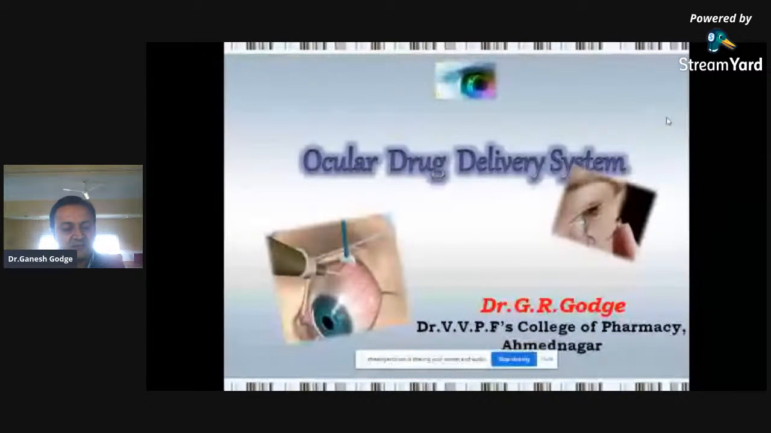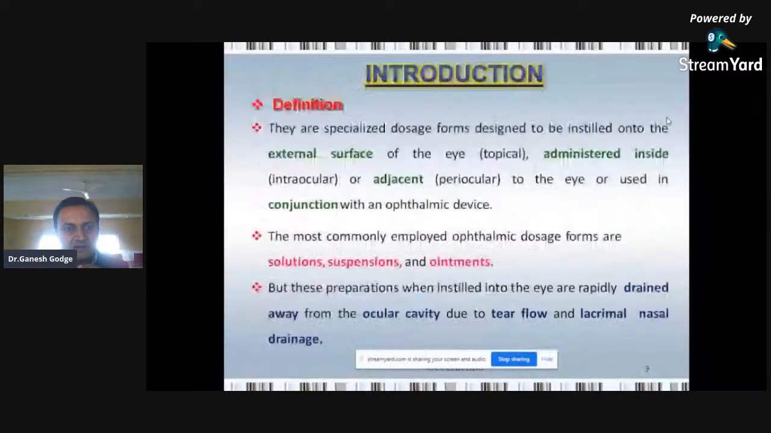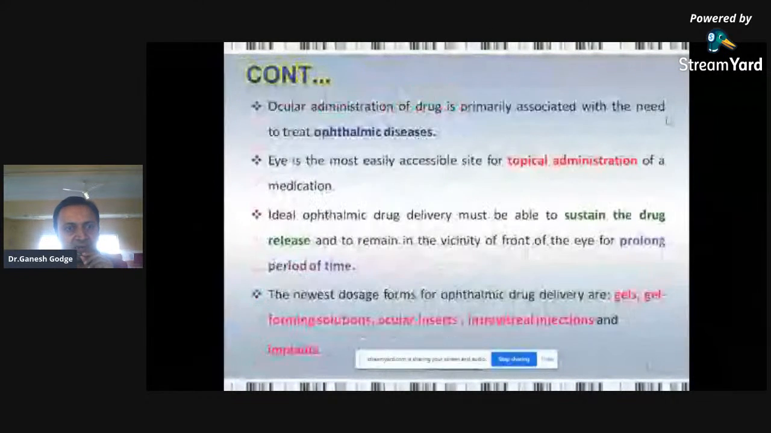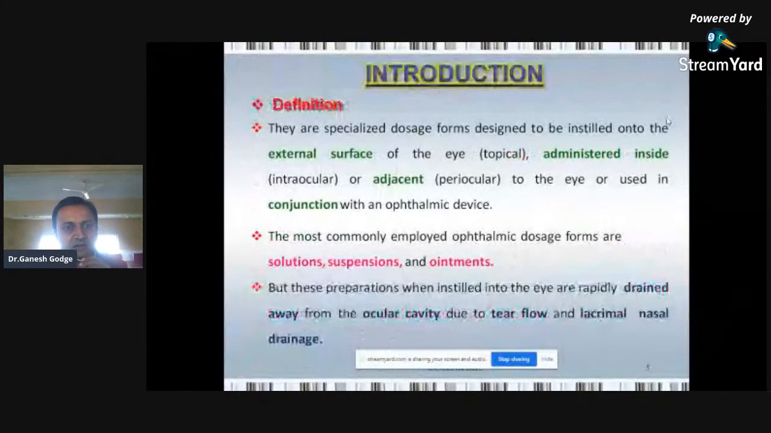Whatever quality control tests are mandatory for parenteral products are mandatory for ophthalmic products. What is the reason? Because they are classified under sterile products, other types of parenteral products, and because they are other types of parenteral products, the mandatory quality control tests for parenteral products also become mandatory for ophthalmic products. So in short, this is the basic concept of ophthalmic products that one has to be very clear with.